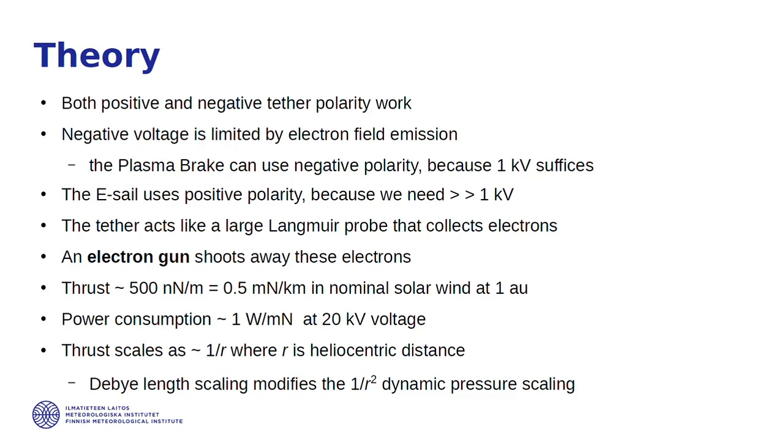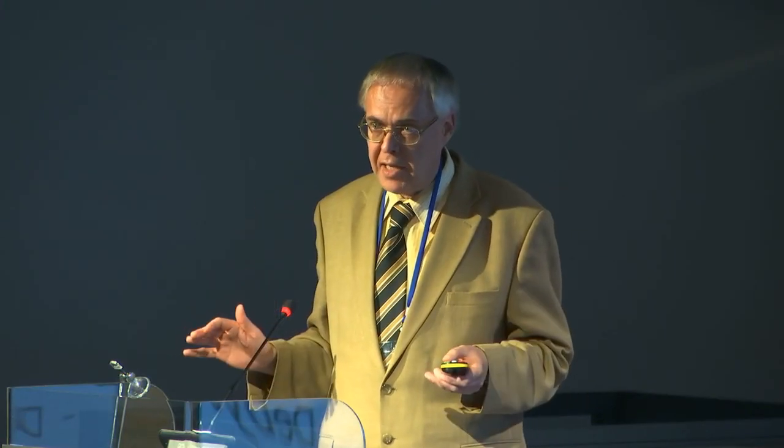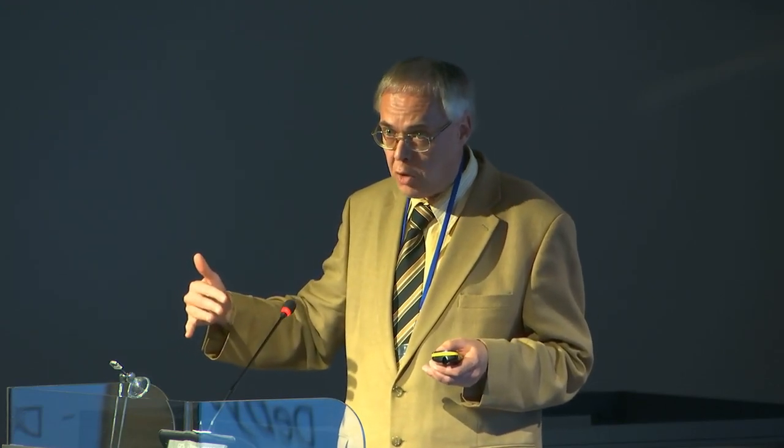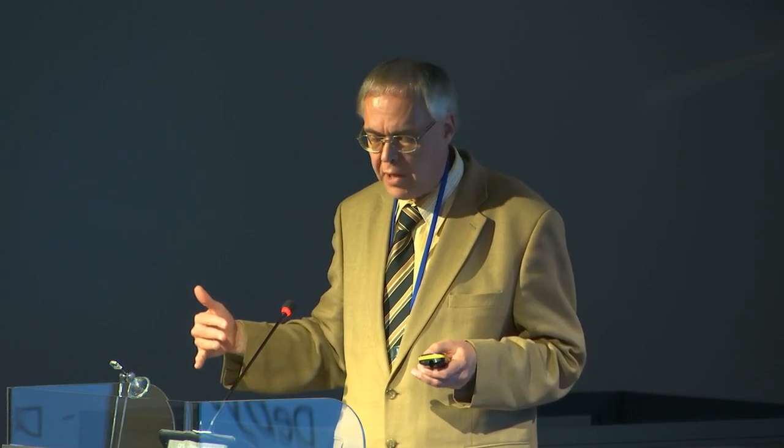Some words about the theory. So both positive and negative tether polarity would work here, but the negative polarity is limited by a phenomenon called electron field emission from the surface of our thin wires, and that basically limits the negative voltage to around 1 kilovolt. And in the interplanetary application, in the e-sail, we use positive polarity tether because we need much larger than 1 kilovolt voltage, because already the kinetic energy of solar wind protons is about 1 kilovolt, 1 kilo electron volt.